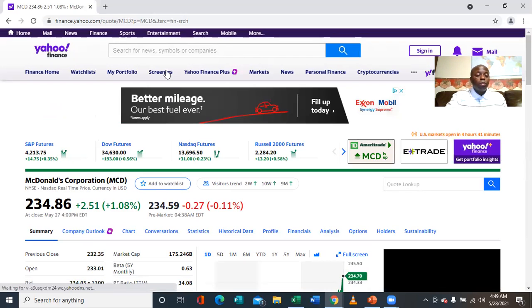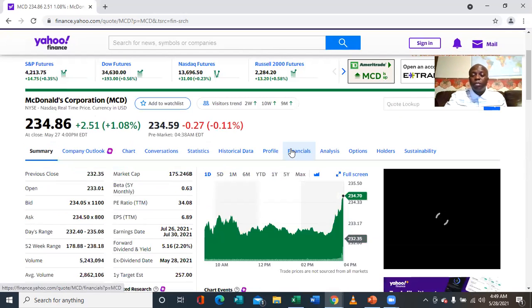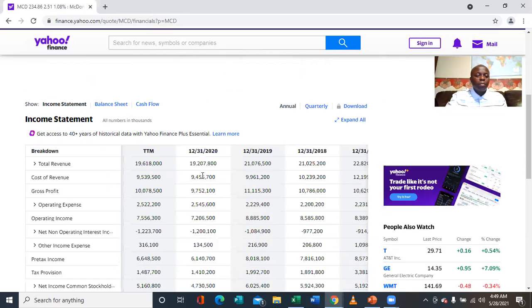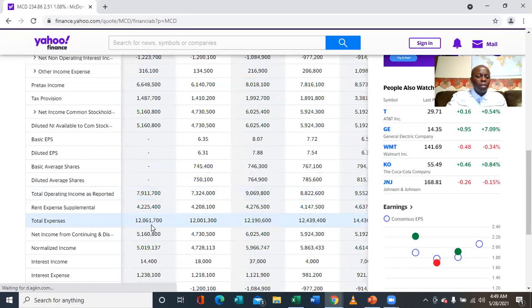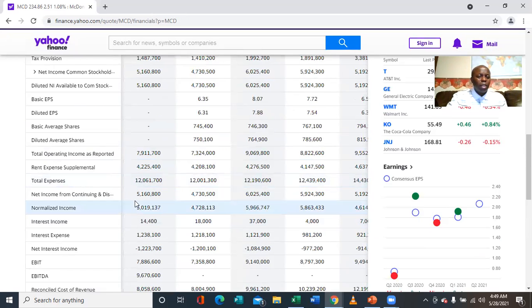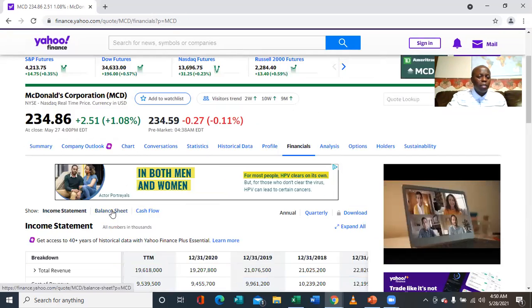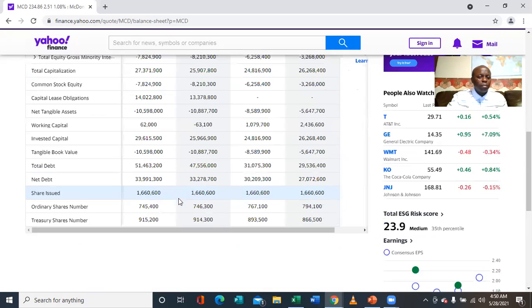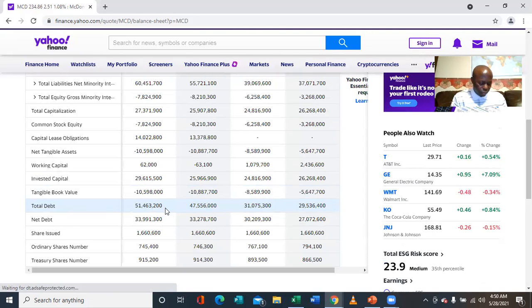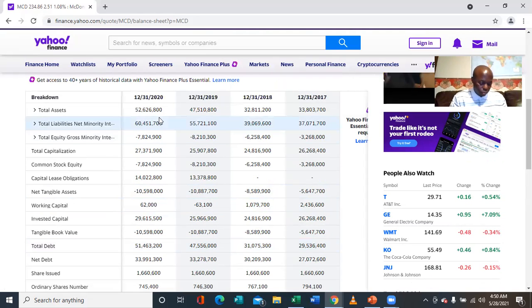McDonald's. So for the financials, from there we can get the balance sheet for the current year. You can see the total debt for McDonald's. I think this is the income statement, so to get the balance sheet, see the expanded balance sheet right here. So total debt, you can see right here, total debt, 51,463,200. And total assets, 52,626,800.